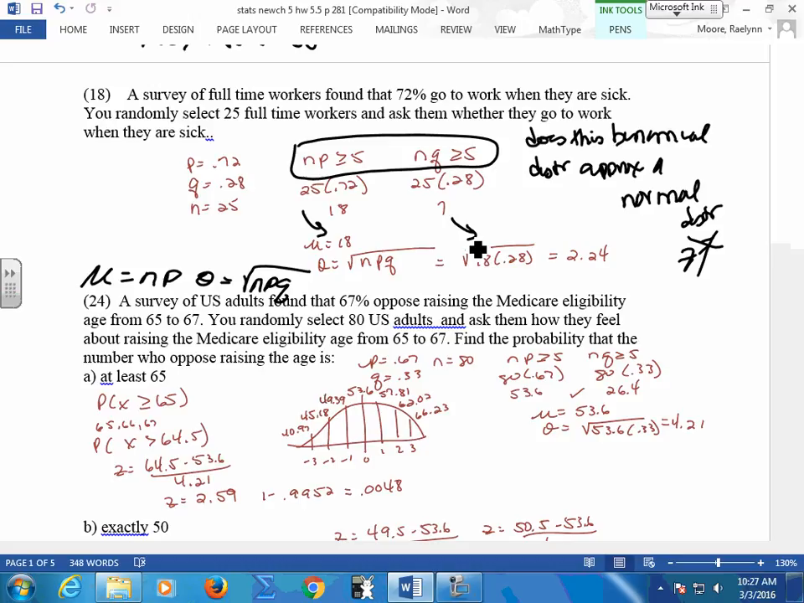So does this make sense? This one passed the test. You take n times p, then you take n times q. It has to be greater than or equal to 5. If it is, then you say it's a go.